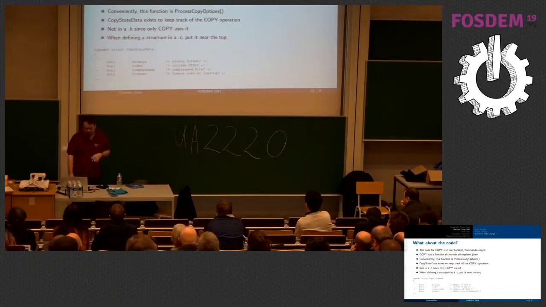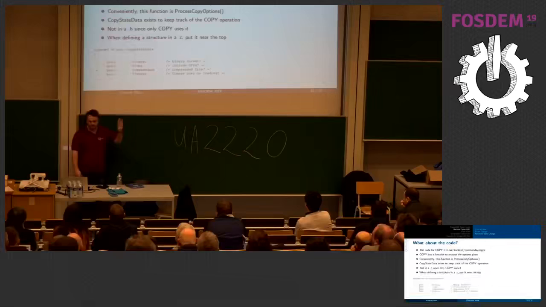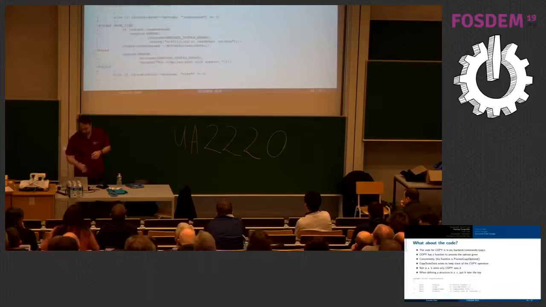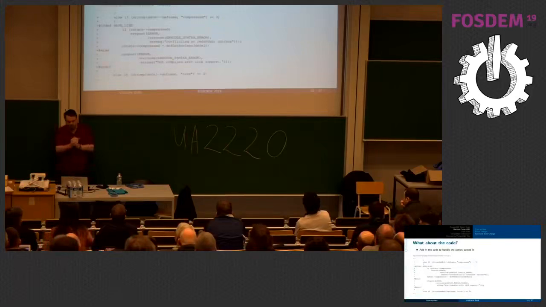When you are defining a structure inside of a .c file, we do ask that you put it near the top because that's a pretty important thing. We don't have a hard and fast rule about only having them in .h files, although typically they're going to go there if they're being used by other parts of the system. So now talking about the code itself, right? So this is pretty straightforward here, right?